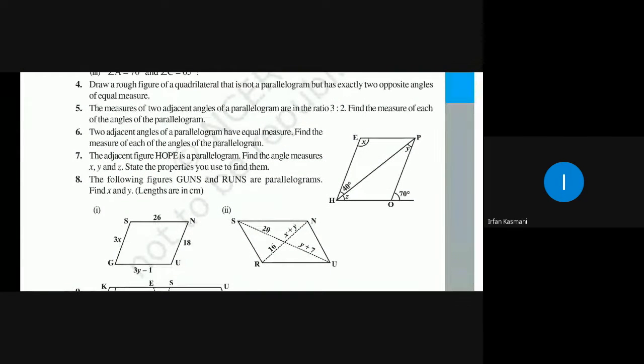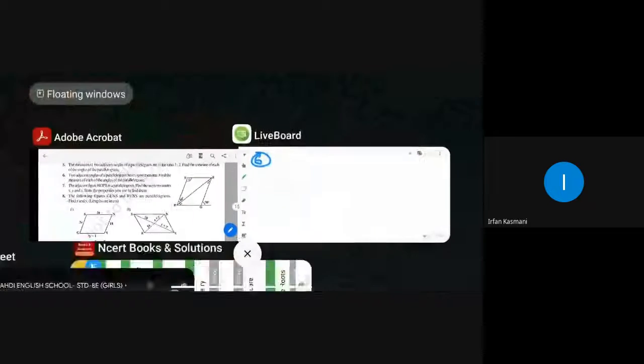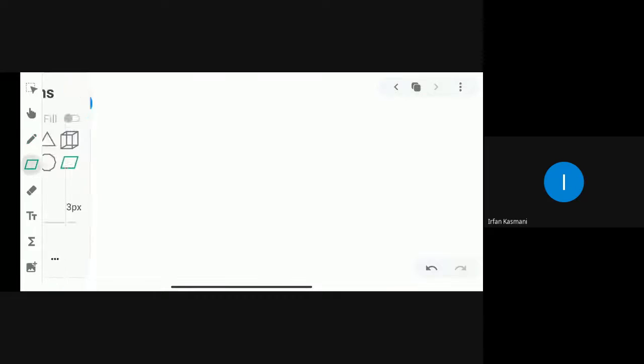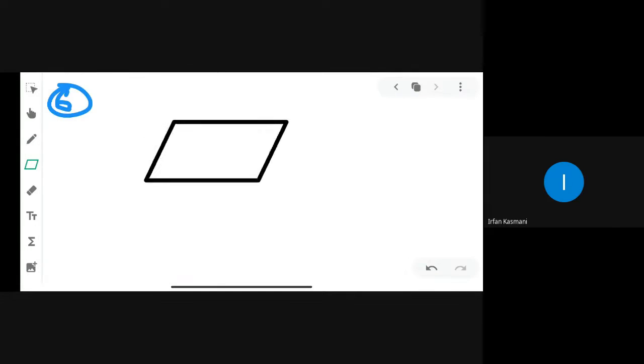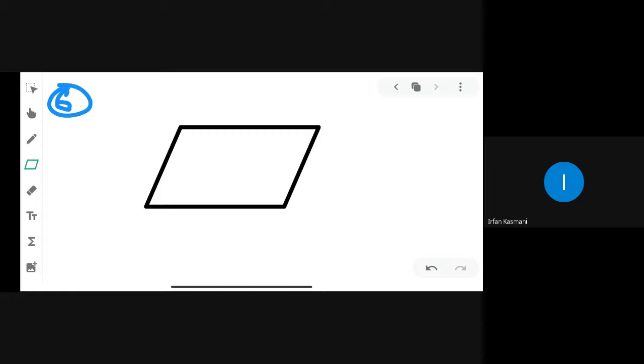Two adjacent angles of a parallelogram have equal measure. Find the measure of each angle of the parallelogram. Very simple question. All angles are 90 degrees. Why? See here. For example, it is a parallelogram in which these two adjacent angles are equal.